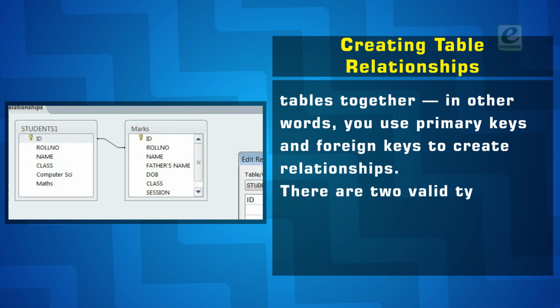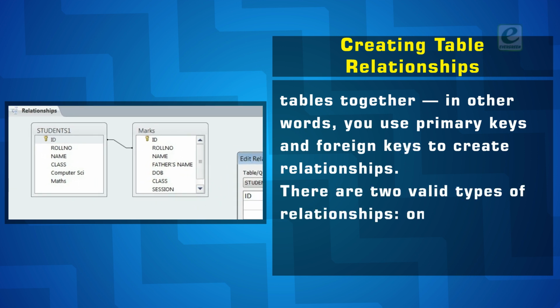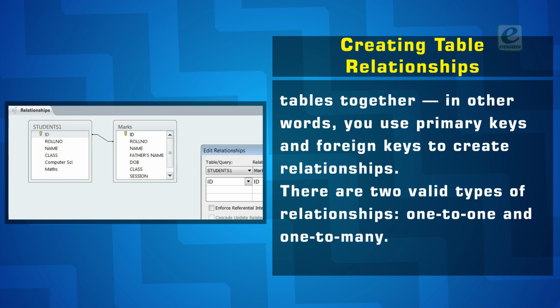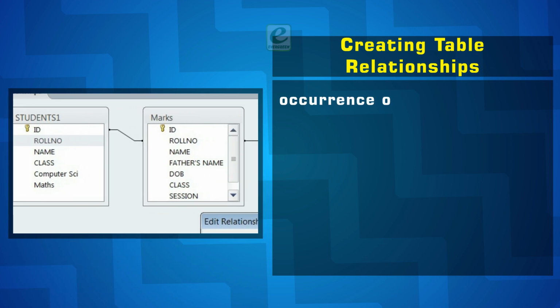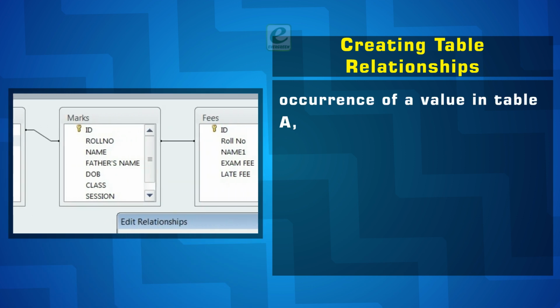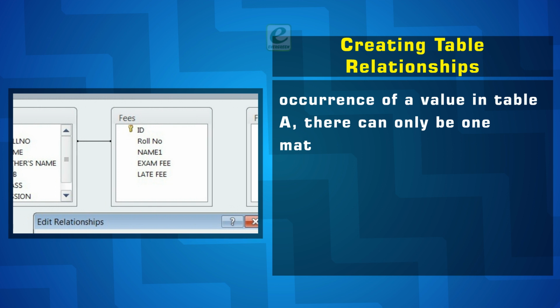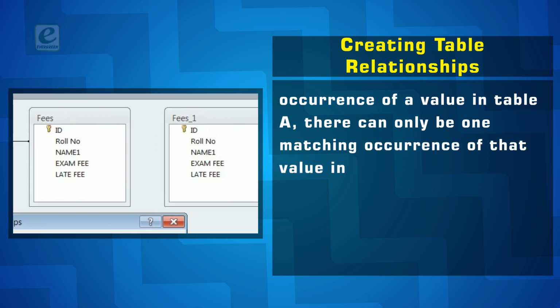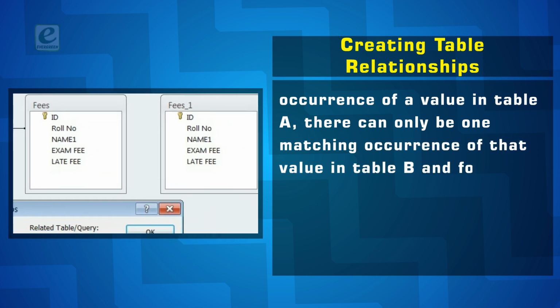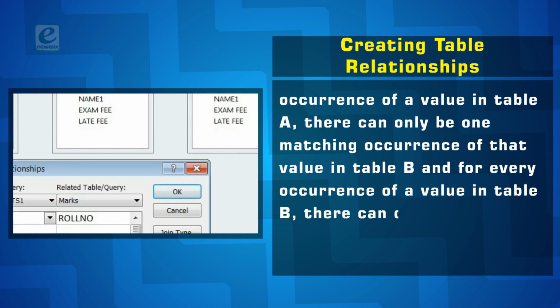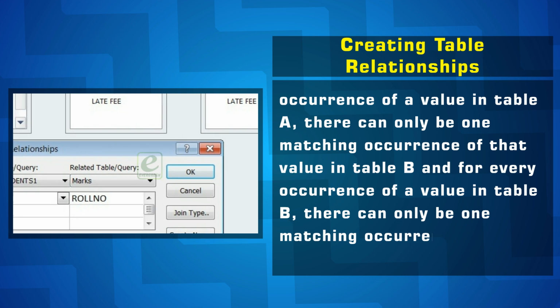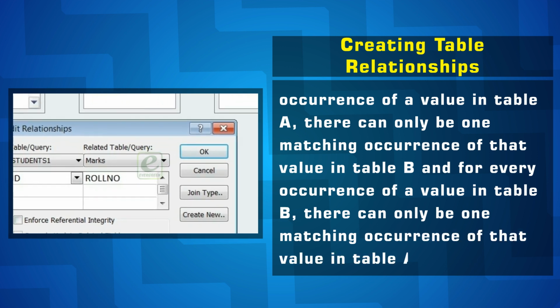There are two valid types of relationships, one-to-one and one-to-many. In a one-to-one relationship, for every occurrence of a value in table A, there can only be one matching occurrence of that value in table B, and for every occurrence of a value in table B, there can only be one matching occurrence of that value in table A.